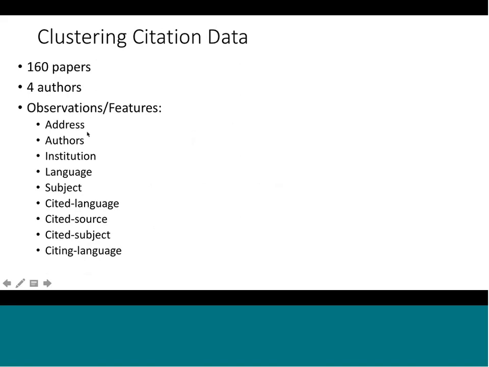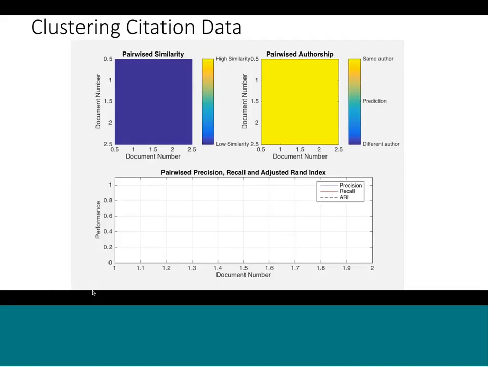And then these are the types of observations and features that we're observing about it. We know the address, the authors of the paper, the institution of each of the authors, the language of the paper, the subject of the paper, but not only things about the paper, we also know papers that have cited that paper, their languages, their source, their subject, etc. So this is information that you can even find on Thomson Reuters in their citation database.